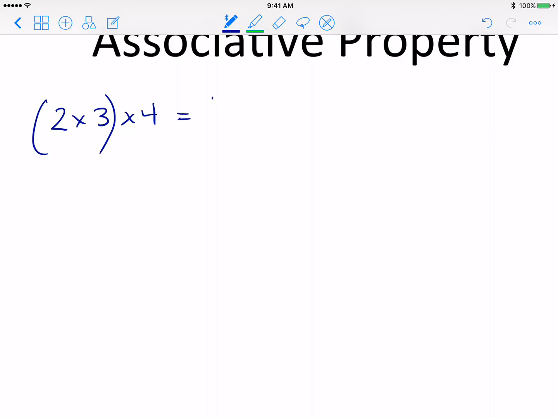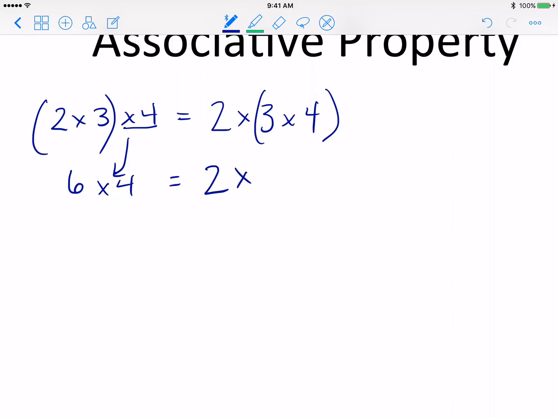But the cool thing is, if we're multiplying the same numbers, the associative property tells us that it doesn't matter where the parentheses are. Okay, so if we do 2 times 3, we know that that's 6, and we still have the times 4, so we're going to bring that down. Times 4 is equal to 2 times 3 times 4. We know that that's what? 12.